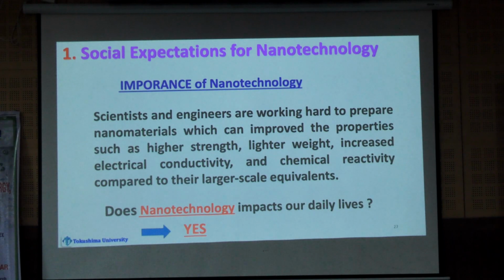Social expectation means we have some kind of demand to make something for some special purpose. So when there is a demand, scientists start to work to fulfill that demand. That is social expectation. Like when there was corona, everybody was expecting the vaccine. All human beings were waiting for the vaccine. Scientists responded to the demand and they created the vaccine.